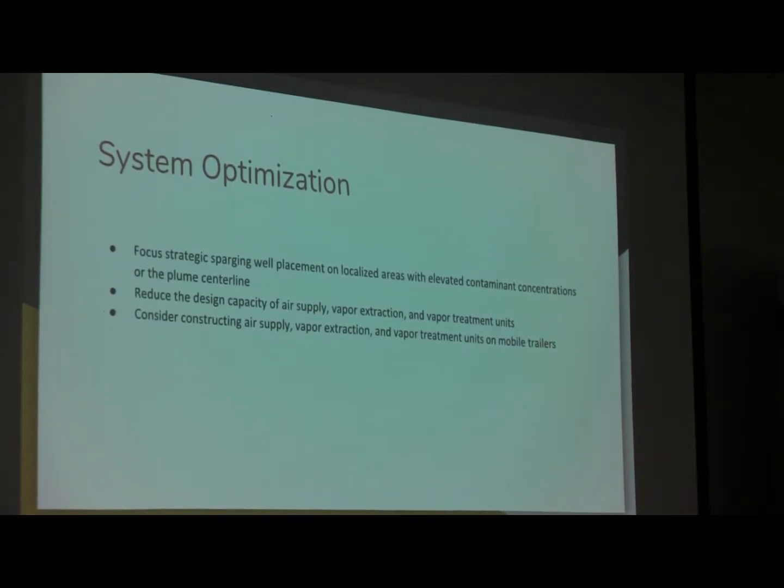The second point is about the reduction of the design capacity of air supply, vapor extraction, and vapor treatment units. This approach will result in a system that operates near its optimum design capacity for a longer duration. And the last perspective is to consider constructing air supply, vapor extraction, and treatment units on mobile trailers. This approach has been used at many installations to reduce the fixed cost of equipment and enable the equipment to be reused at other sites on the installations.